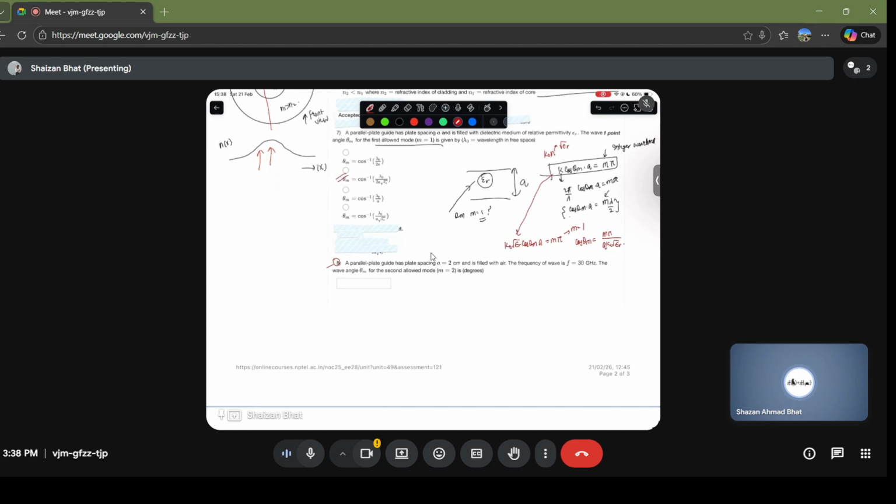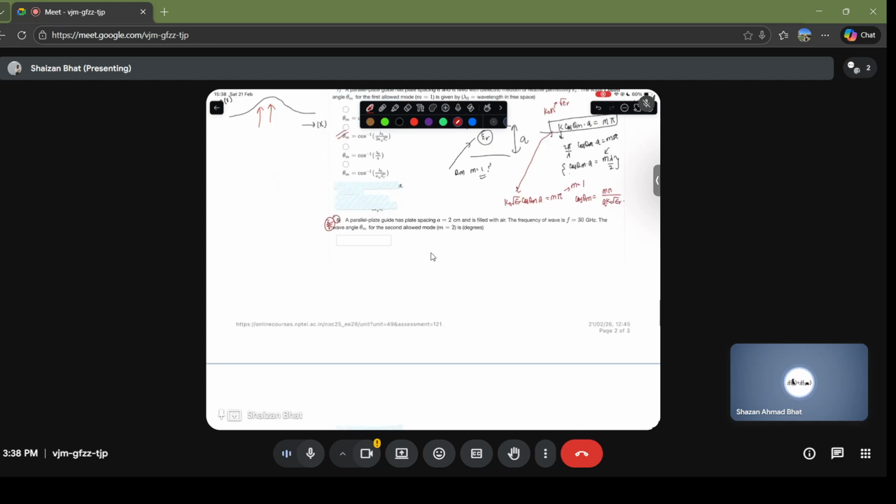Now moving on to question 8, you have a parallel plate guide which has a spacing of 2 centimeters and it's filled with air. Right now epsilon r is basically 1, because epsilon r is epsilon divided by epsilon naught. The frequency is given as 30 gigahertz and the wave angle for the second allowed mode, this time m equals 2.